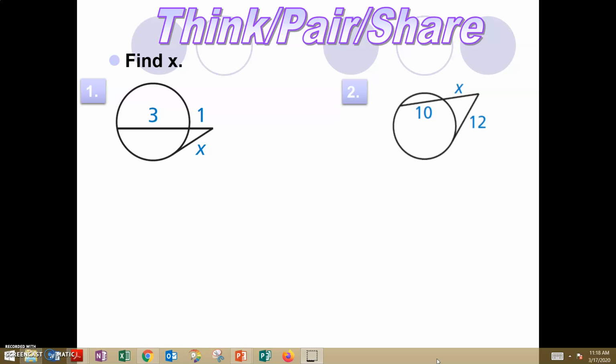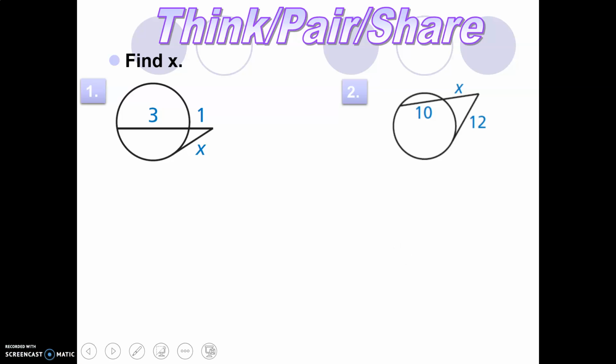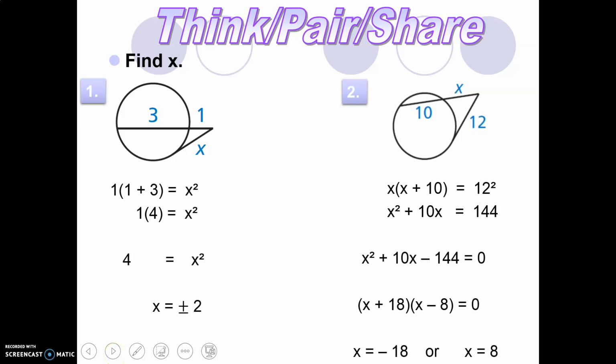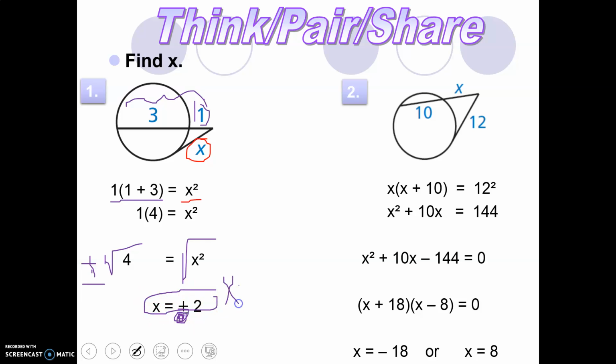All right, so hopefully you did pause the video. Let's go over these solutions because I have about 1 minute left here. So I'm going to take this tangent portion. That's where you see the squared part. Your secant portion, 1 times 1 plus 3. That's this portion here, and you get 4 equals x squared. Now you've got to square root each side, and here you have a plus or minus 2. Remember, in geometry, we don't worry about that negative length, so our answer is just 2.